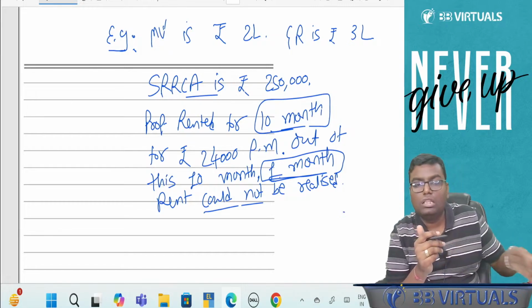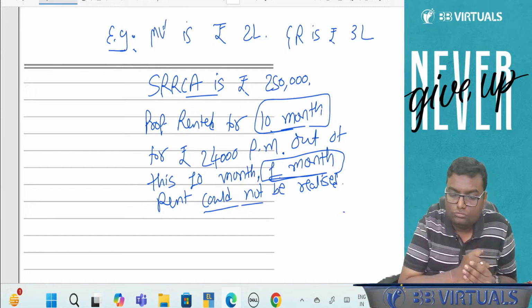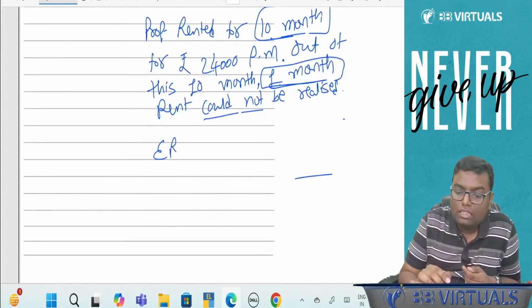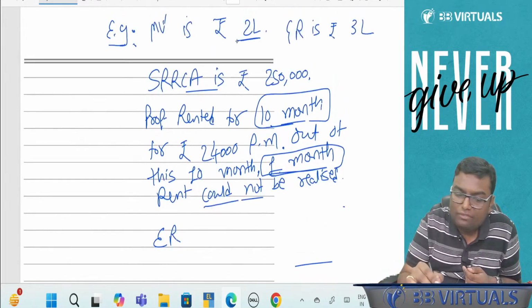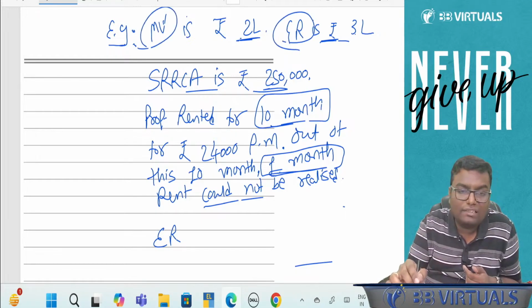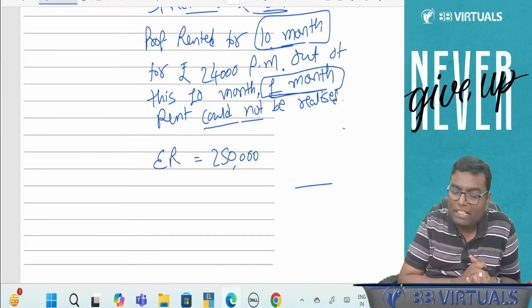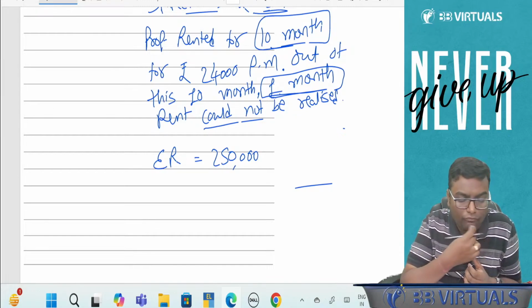Okay. Now, first of all, what will we calculate first? Expected rent. Expected rent is basically whichever is higher of municipal value or fair rent, and that amount compared with standard rent, whichever is lower. This will be 2,50,000, and this is obviously for the entire 12 months. So my expected rent comes to 2,50,000.